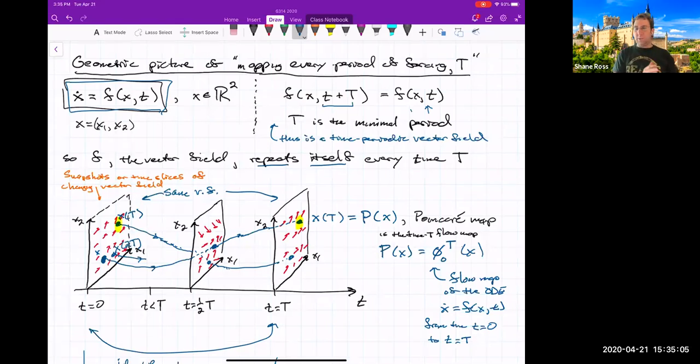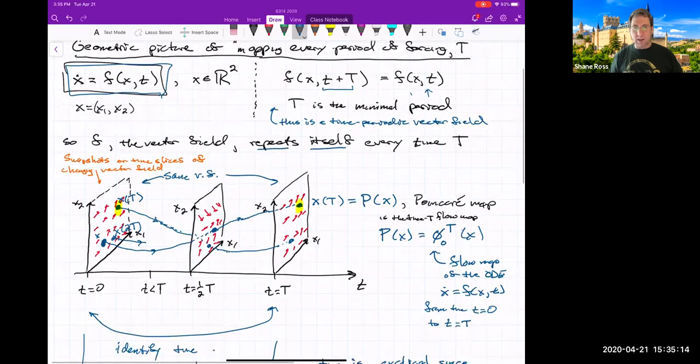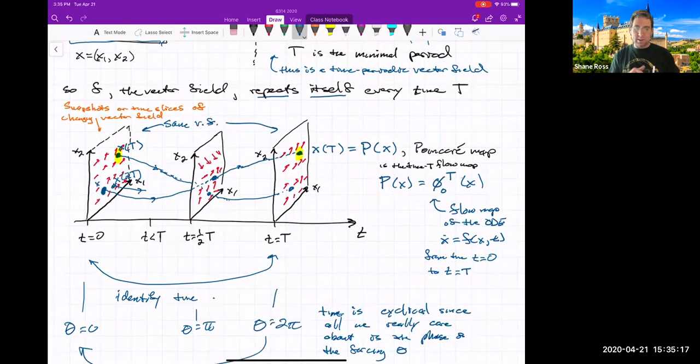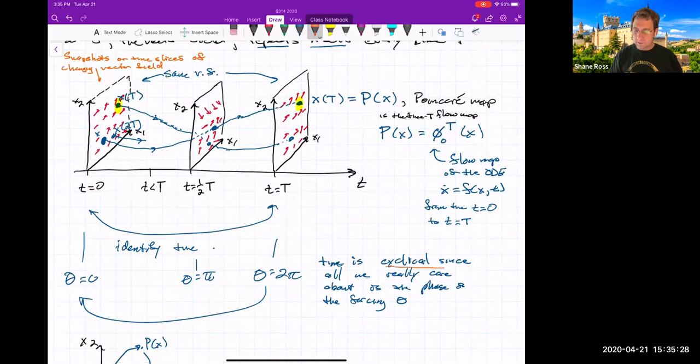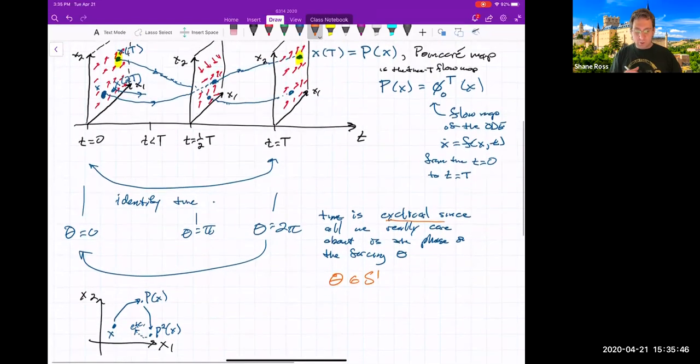So you could view the evolution of all possible initial conditions in this setting where we identify time 0 and time capital T, the period. So all that really matters is the phase that we're in. So the time becomes a cyclical variable rather than stretching on to infinity in both directions. Actually, time ends up living on, if you think of the phase of the forcing, then that lives on the circle.